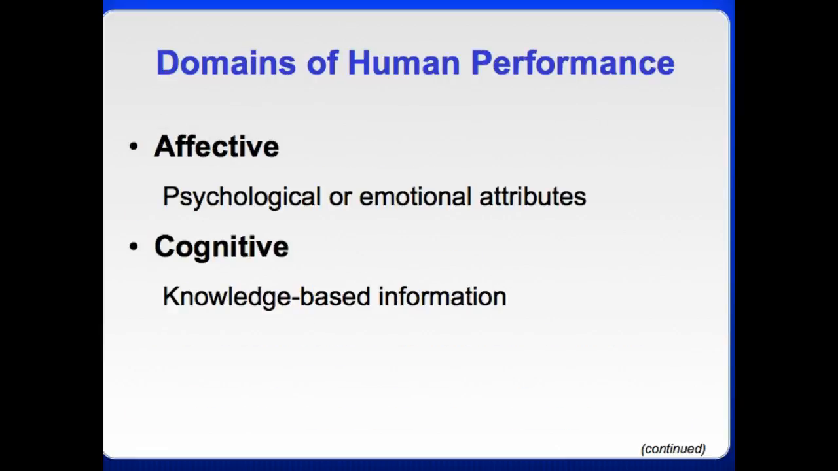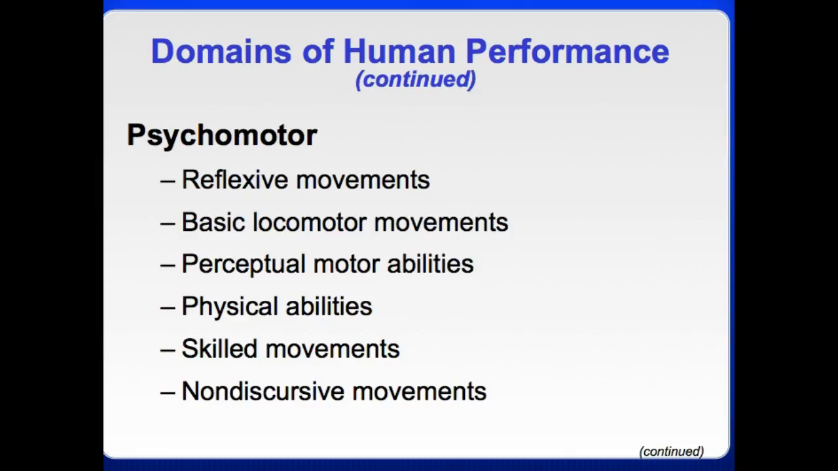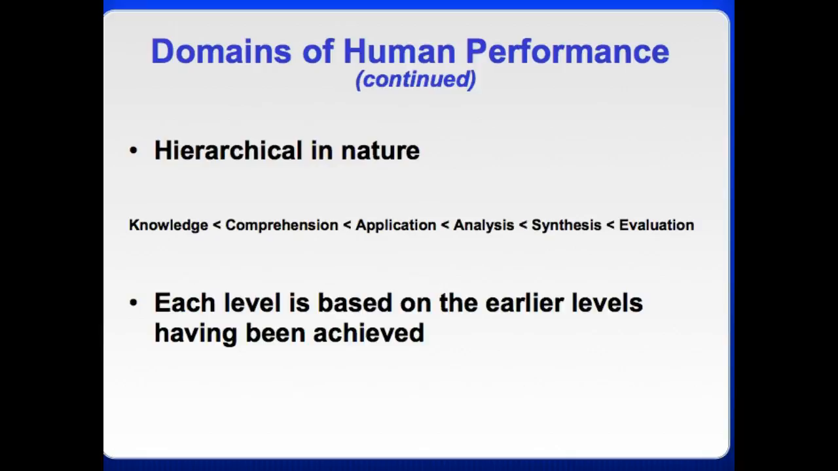Domains of human performance: affective, psychological or emotional attributes, or cognitive, knowledge-based information. Psychomotor, reflexive movements, basic locomotor movements, perceptual motor abilities, physical abilities, skilled movements, and non-discursive movements. They are hierarchical in nature, so knowledge, comprehension, application, analysis, synthesis, and evaluation. Each level is based on the earlier levels having been achieved.